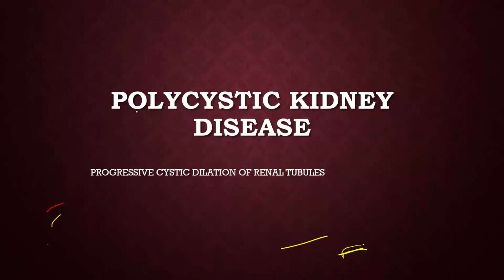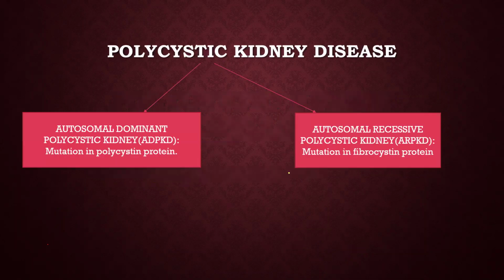Today I'm going to discuss a very important topic, polycystic kidney disease. Polycystic kidney disease is basically the progressive cystic dilation of renal tubules. It is divided into two types: autosomal dominant polycystic kidney disease and autosomal recessive polycystic kidney disease.